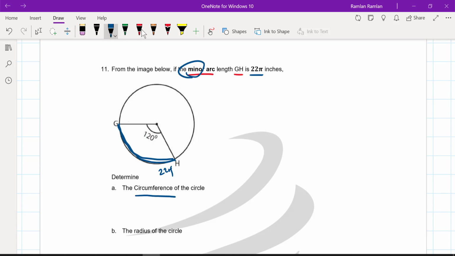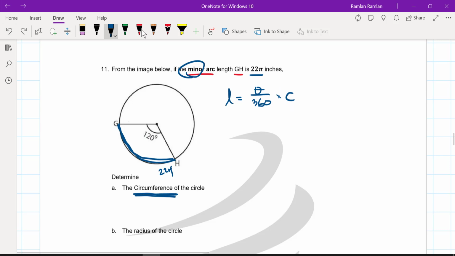Since we already have the formula for the arc length, I'm going to rewrite the formula again. L equals theta over 360, multiplied by the circumference. Again, guys, I'm not going to use 2 pi r, because the first thing the question asks for is the circumference, so I don't need to change this.